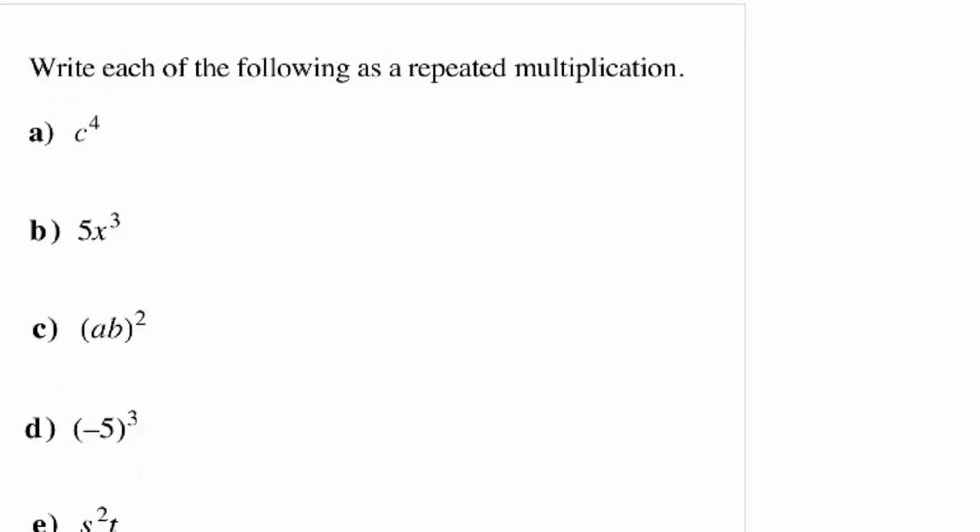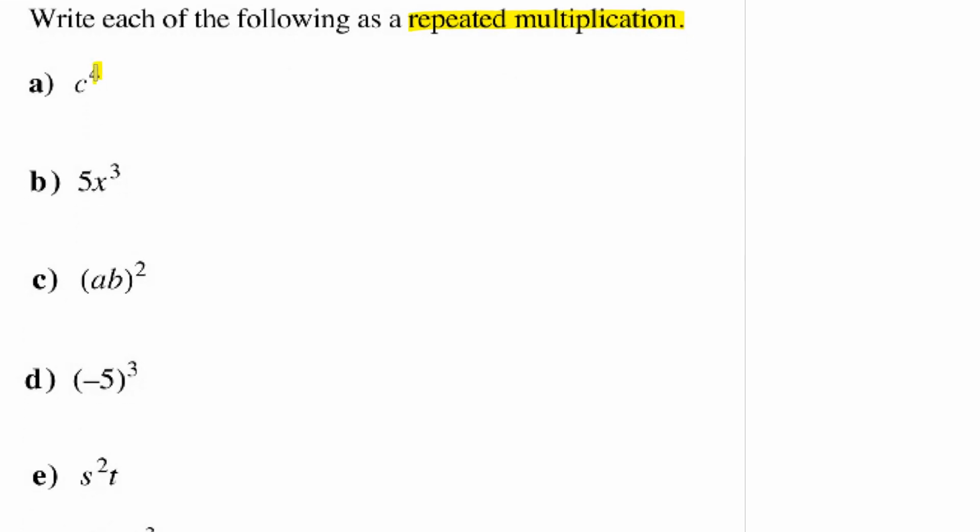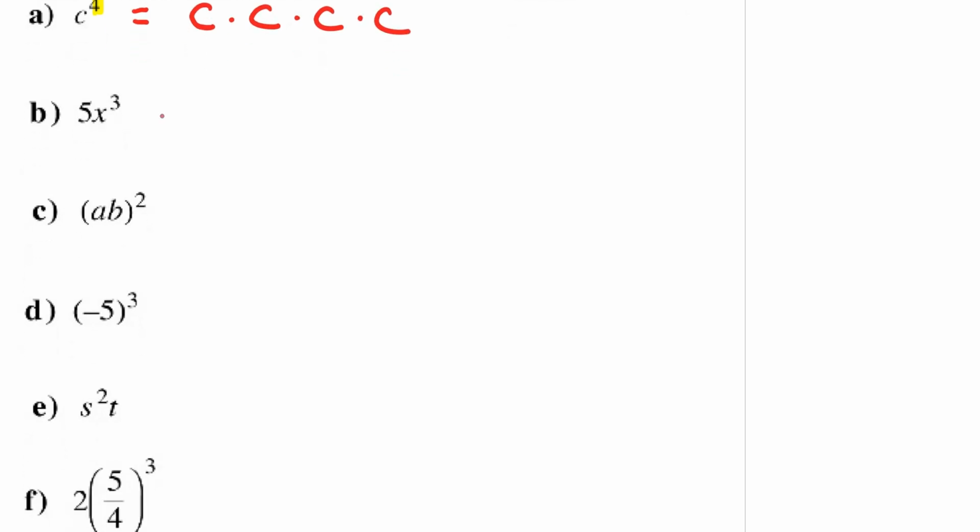So for question number 3, I need to write each of the following as a repeated multiplication here. Okay, so for the very first one, I have c to the power 4. The power is 4, so if I write this as a repeated multiplication, this would be just c times c times c times c, and that's it. For letter B here, I see the coefficient 5. We can leave the 5 out there. And then we have x to the power 3, so we write that as a repeated multiplication. So x times x times x.